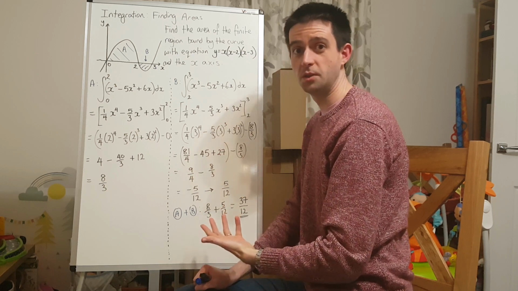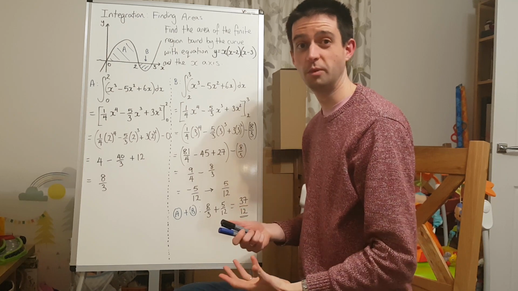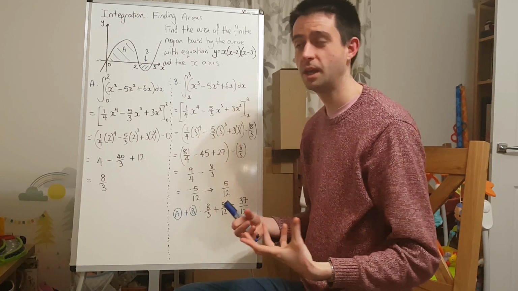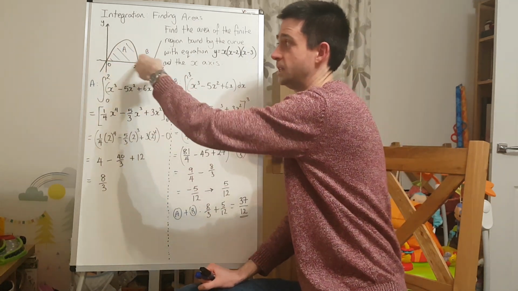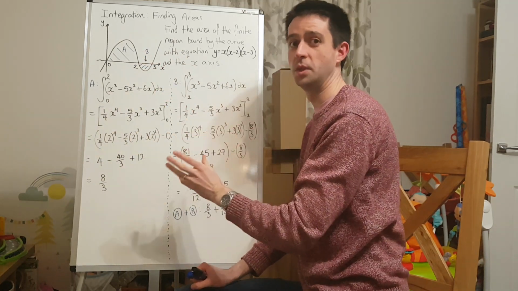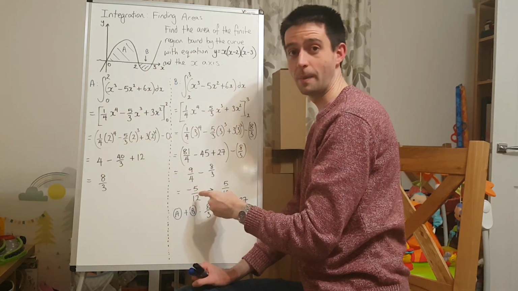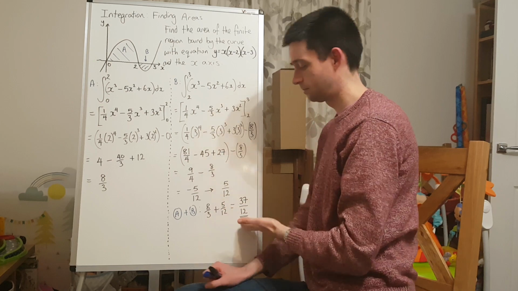So the message from this with integration questions finding areas, if there is no sketch provided, you must draw a sketch so you can see what it is that you're trying to work with. And if you have a curve where part of the area you're trying to find is above the x-axis and part of it is below the x-axis, you must deal with those two separately. The one that's below the x-axis, the answer will come out negative, change it to positive, add them together, job done.